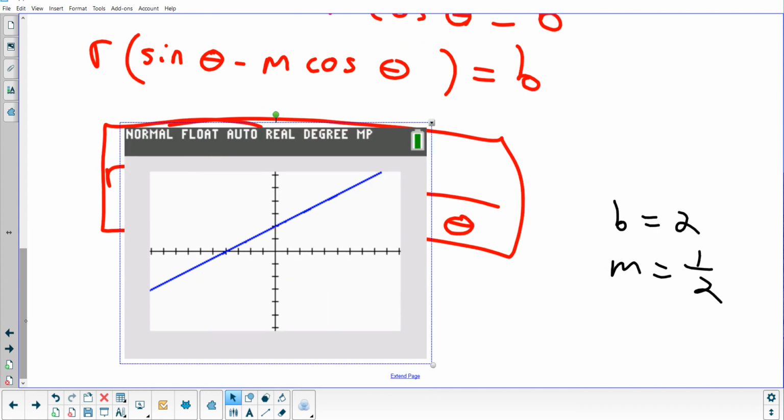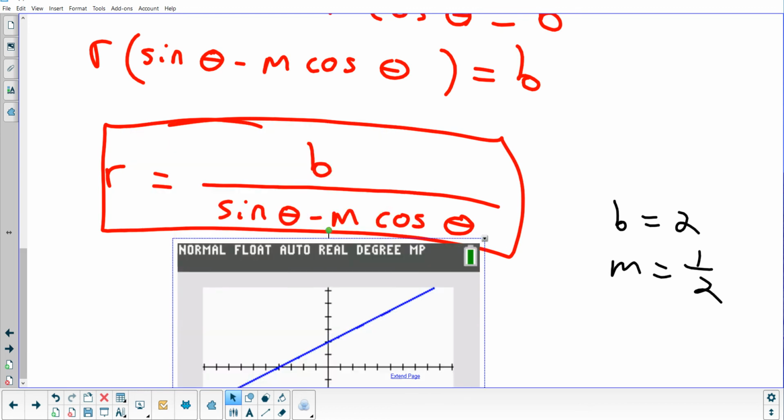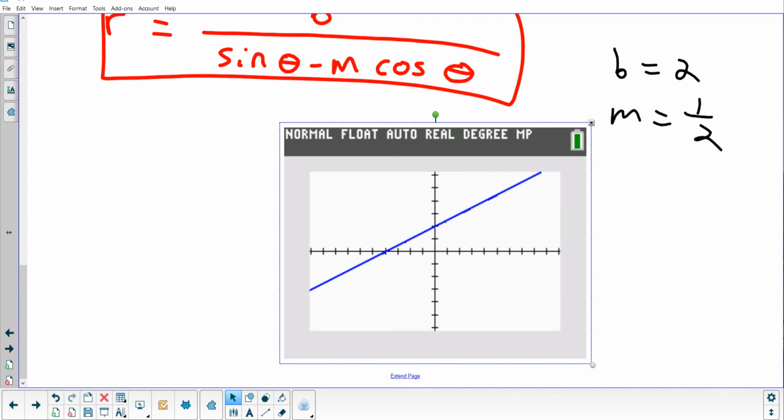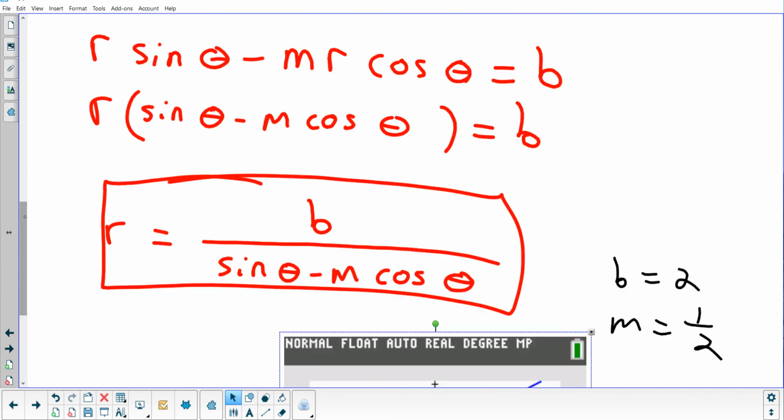It's got a y-intercept of 2, and the slope is up 2 over 4. Yeah, slope is 1/2. So it's not impossible to do lines in polar, but certainly a lot more complicated equation than y equals mx plus b. You have to understand trig to do it in polar.